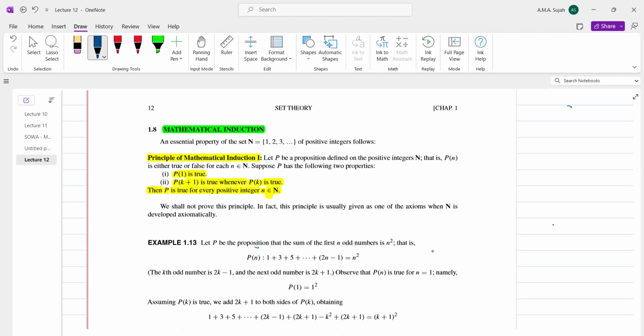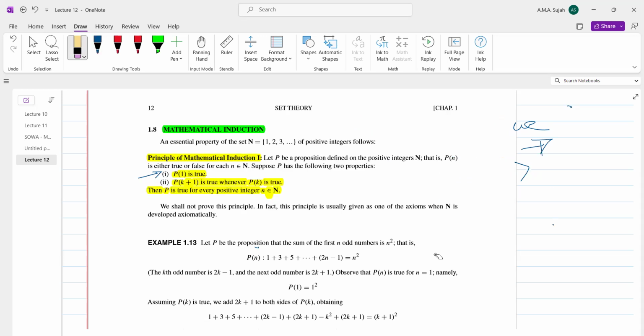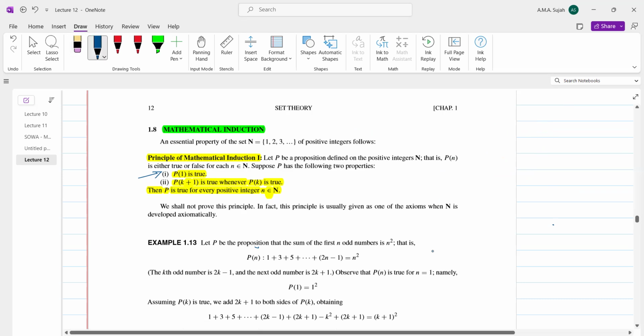So you need to remember, while you are doing mathematical induction, first you need to prove that if n is equal to 1, it's true. Then you take the assumption that if n is equal to k, it's true. Then from that assumption you need to prove that k plus 1 is true. This is the mathematical induction theory: prove for 1, assume for k, then prove for k plus 1. That is the normal procedure.